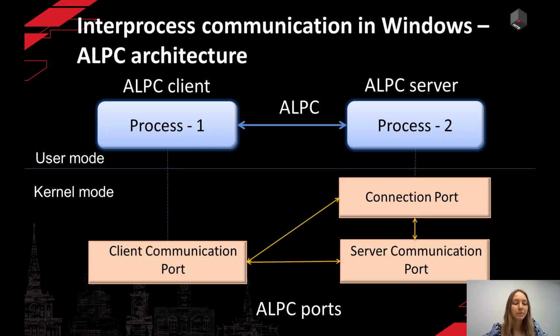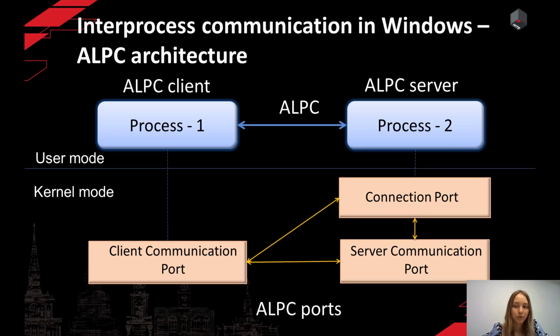The primary components of ALPC interactions are ALPC ports. There are three different types of ALPC ports. Client communication port, the port that client process uses to communicate with the server, unnamed port. Server communication port, the named port that server uses to communicate with the client. The server has one communication port for each of its active clients.